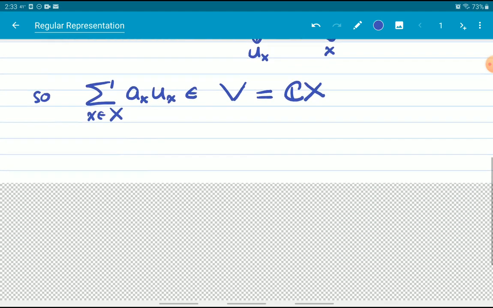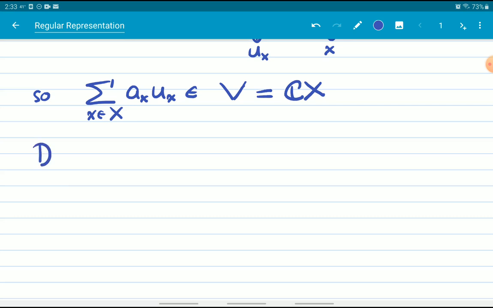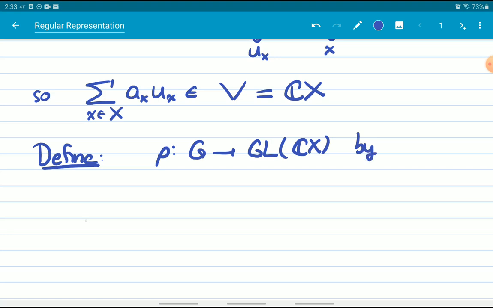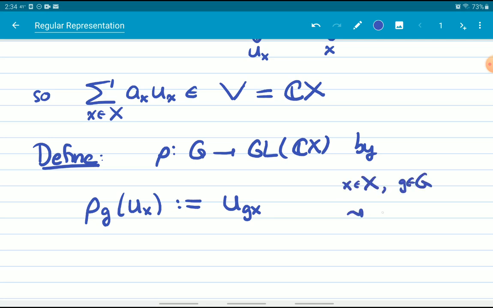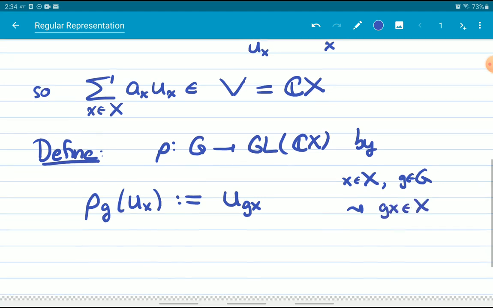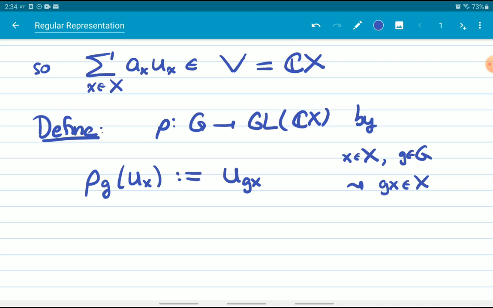Okay, given this vector space, we can now define a representation rho from G to the general linear group of this vector space. And I'll do it by saying what it does on basis elements. Rho sub G applied to the basis element ux is defined to be ugx, where the gx is the action. So remember, if I have an element of the group, I get a gx, also in the set. So this defines a representation, and that's what's called the permutation representation.